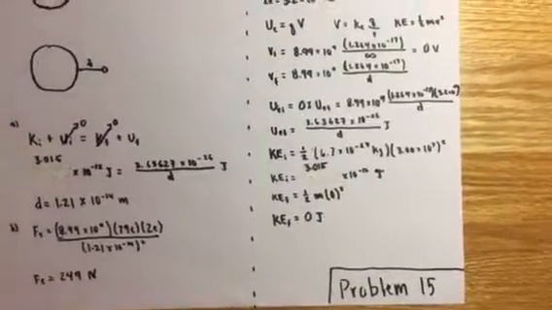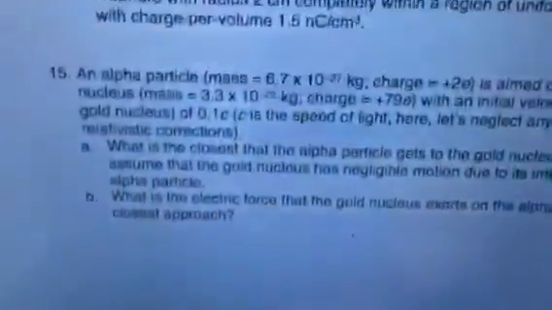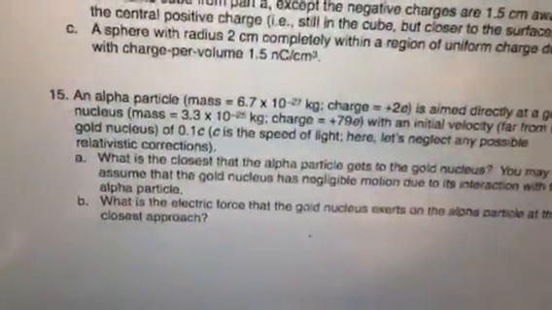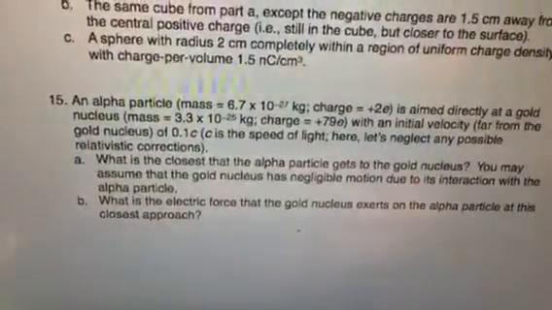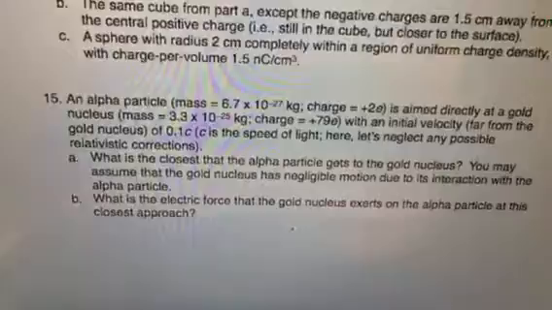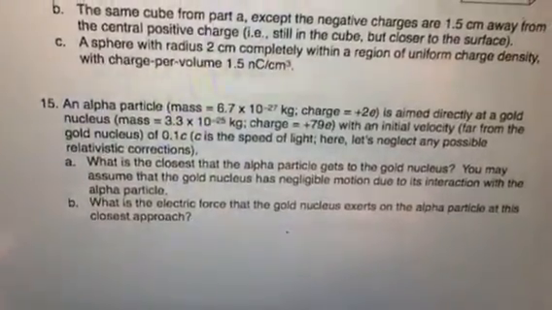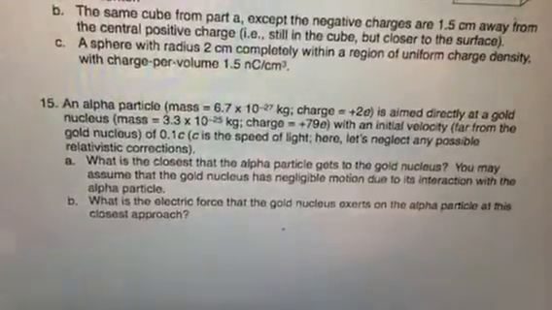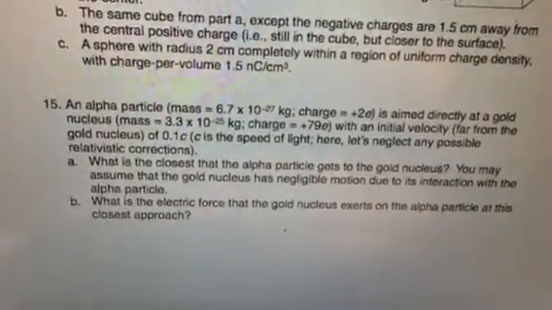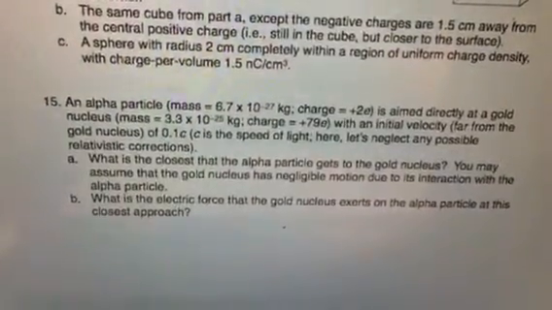This is for problem 15 on the homework, which says an alpha particle of mass 6.7 times 10 to the negative 27th kilograms and charge positive 2e is aimed directly at a gold nucleus with charge positive 79e with initial velocity 0.1c, where c is the speed of light, which is depicted by this diagram.